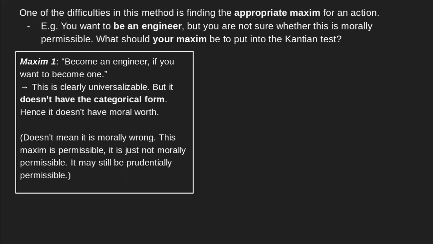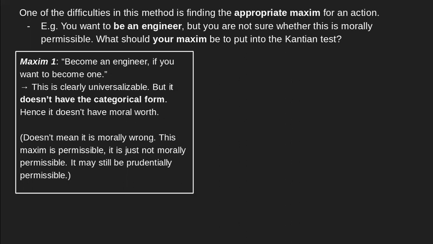If anybody who wants to become an engineer becomes an engineer, there's nothing wrong. There's nothing conceptually wrong about this maxim. But it doesn't have the categorical form that it has to have for Kant to have moral worth. Remember the two criteria that Kant proposes in his first formulation of the categorical imperative. A maxim, first of all, you find the maxim, and the first criterion is the maxim has to be universalizable.